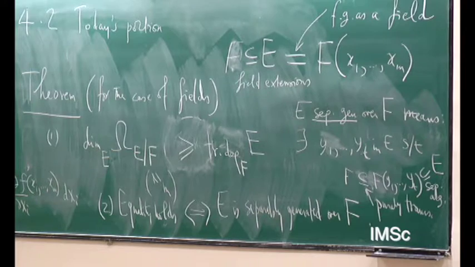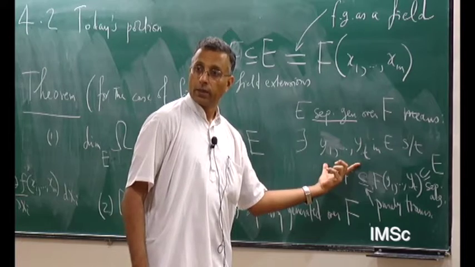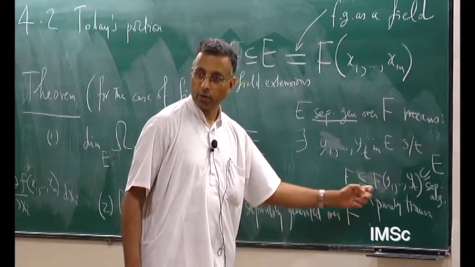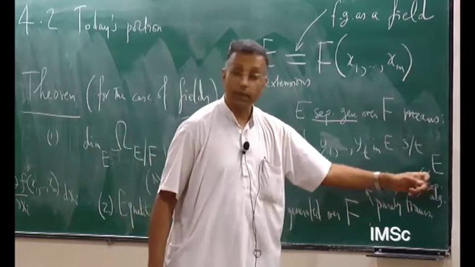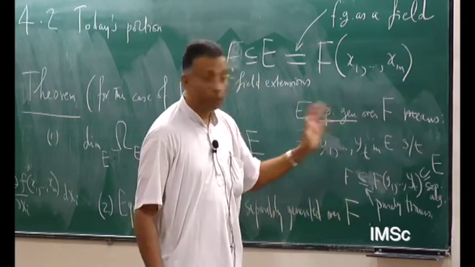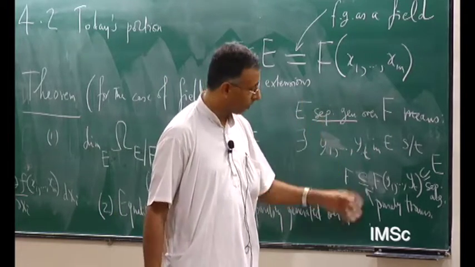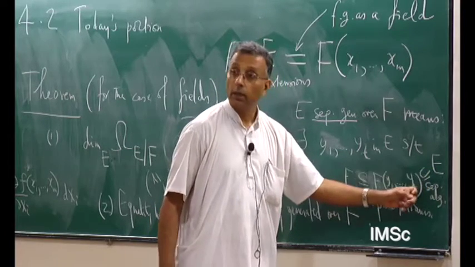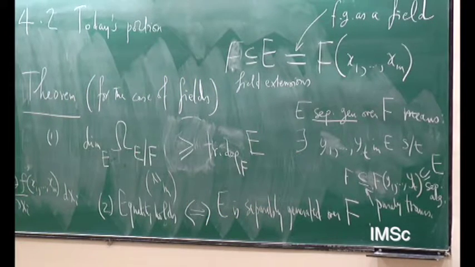If you can find a set of elements which generate a purely transcendental extension over F, this could be empty, of course. In particular, E could be just a separable algebraic extension over F, and it would be called separably generated. Okay? This could be possibly empty. So this must be a purely transcendental extension, and this must be a separable algebraic extension. That's the condition.